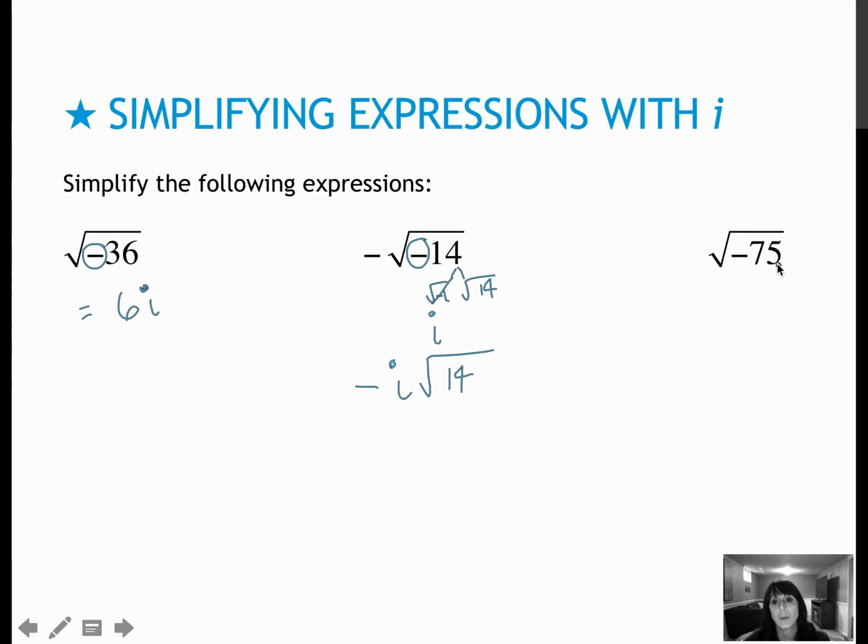And then this last one, 75, I would break that down into square root of negative 1, square root of 25, square root of 3. I know the square root of negative 1 is i. The square root of 25 is 5. The square root of 3 is ugly, so it has to stay inside. So I would call that 5i radical 3. This is the correct order in which you would write your answer. The constant or coefficient, the i, and then whatever the radical is.